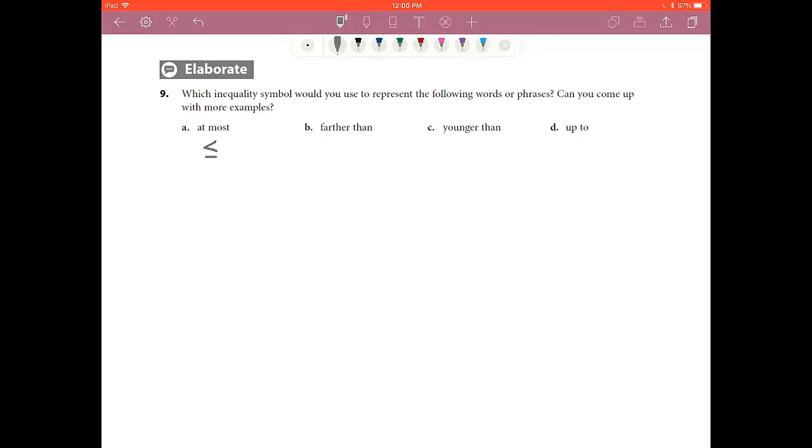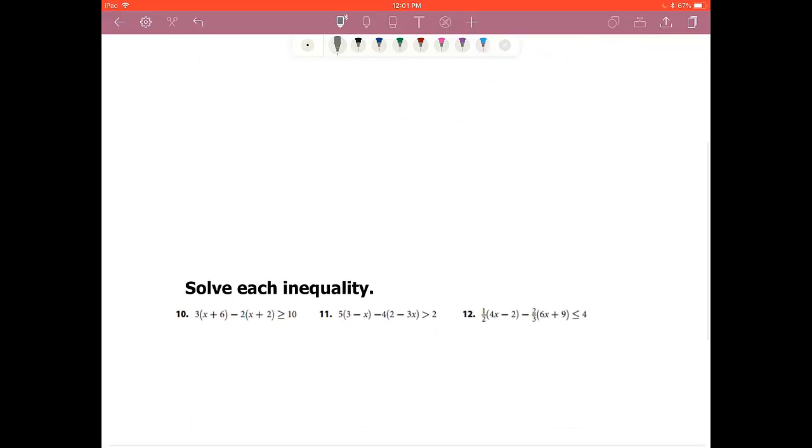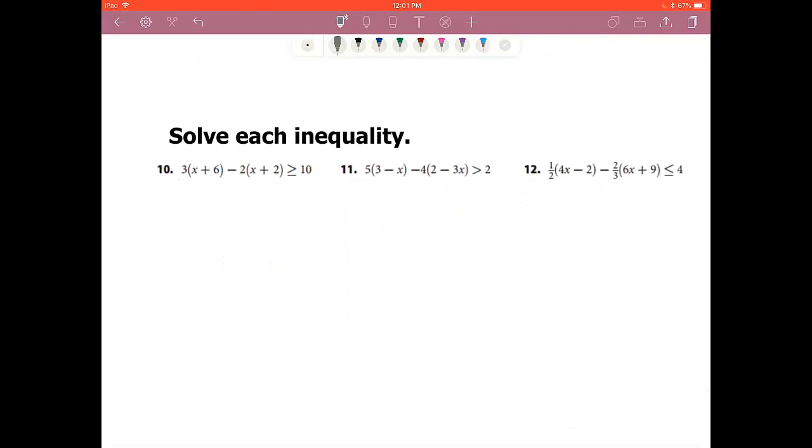Okay, when something is at most, it would be less than or equal to. Farther than would be greater than. Younger than would be less than. Up to would be less than or equal to.